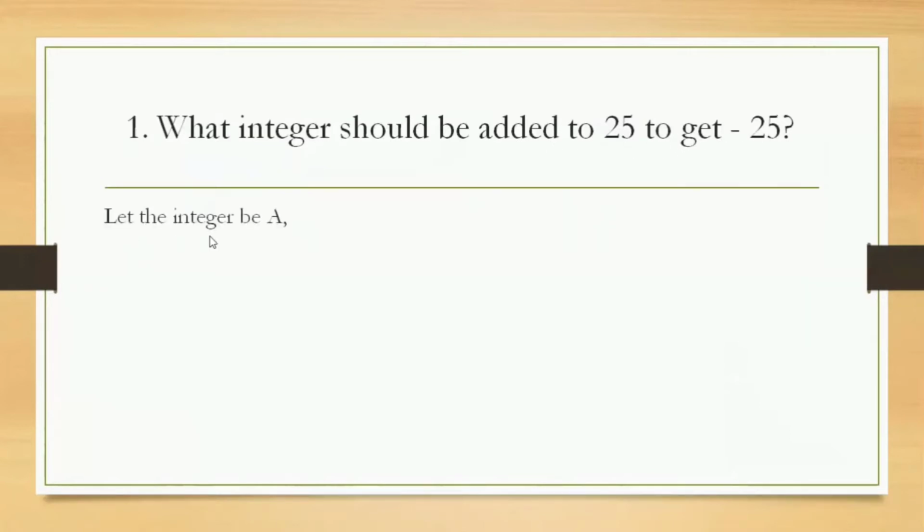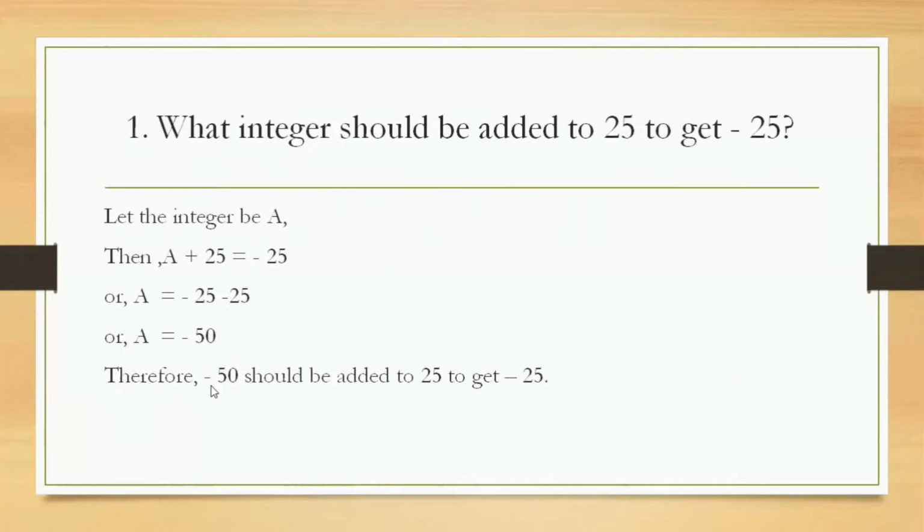Let the integer, this is the solution, okay? Let the integer be a, then a plus 25 equals minus 25, or a equals minus 25 minus 25, which is minus 50. Therefore, minus 50 should be added to 25 to get minus 25. We have to write the answer like this, okay?